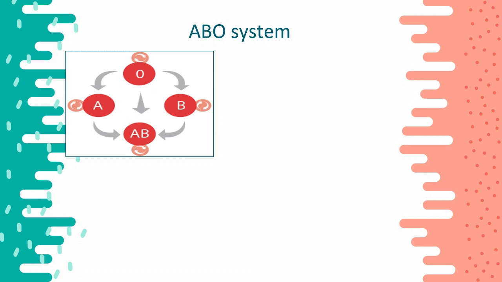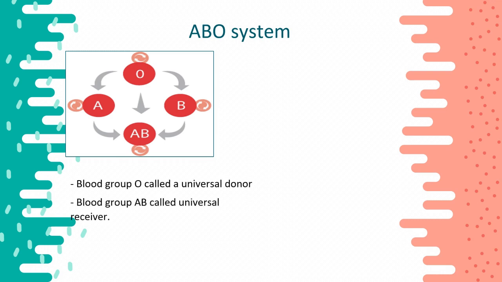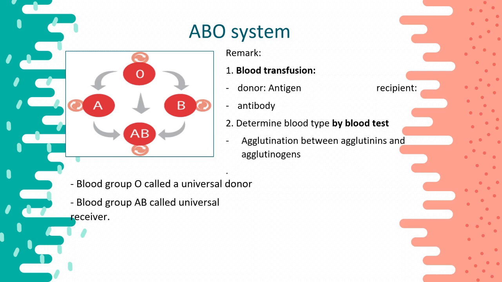What we want to remark in the ABO system is that once we are talking about blood transfusion, for the donor that will give the blood, we should look at its antigen, and for the recipient, we should look at its antibody.